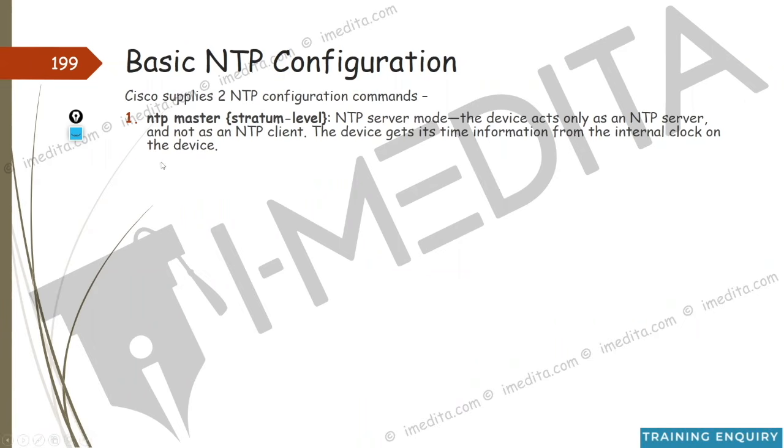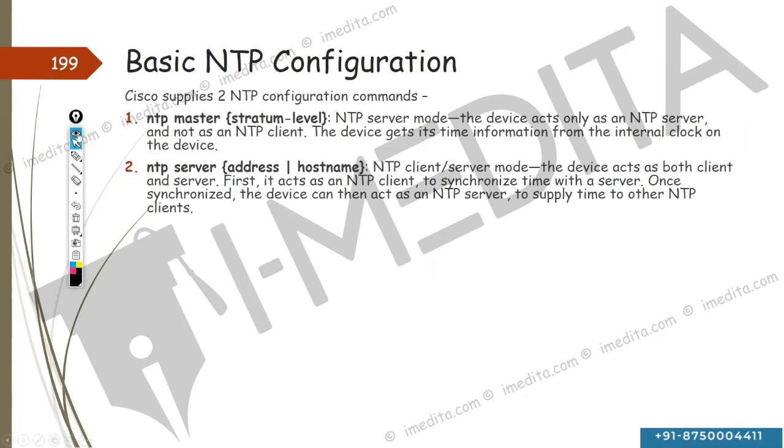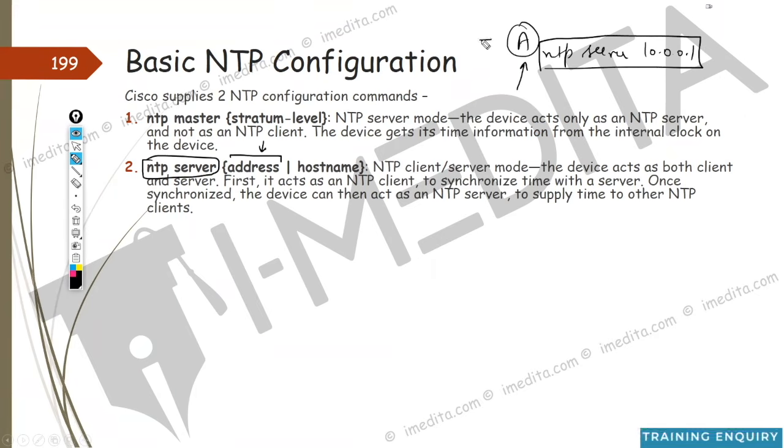Now the second command that we have is NTP server. And in this command, we mention either the IP address of the device with which this device is going to synchronize time. So let's say I go to a device, a router A, and I give the command NTP server and then 10.0.0.1, let's say. Then I am telling device A that Mr. A, synchronize your time with this device. Okay.